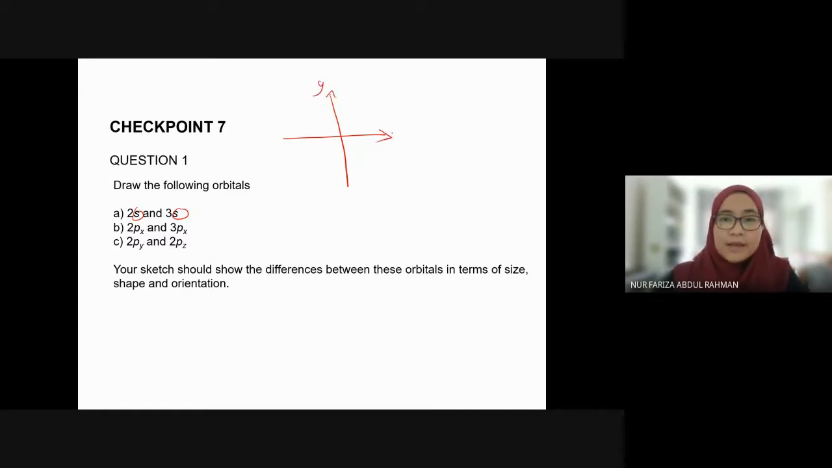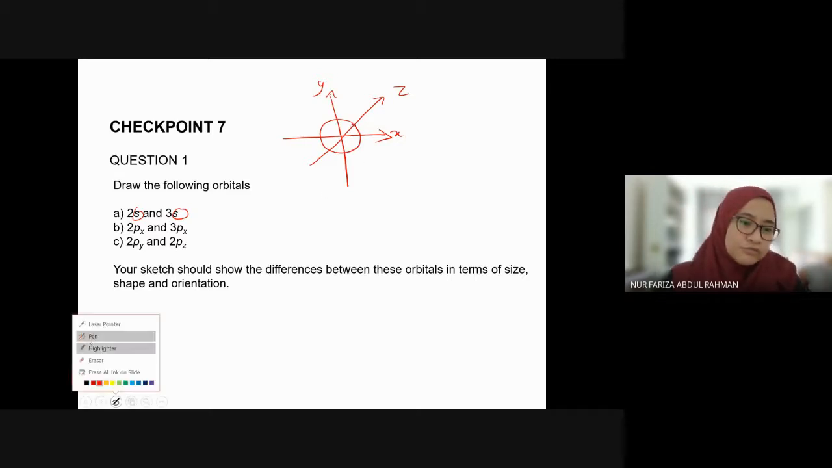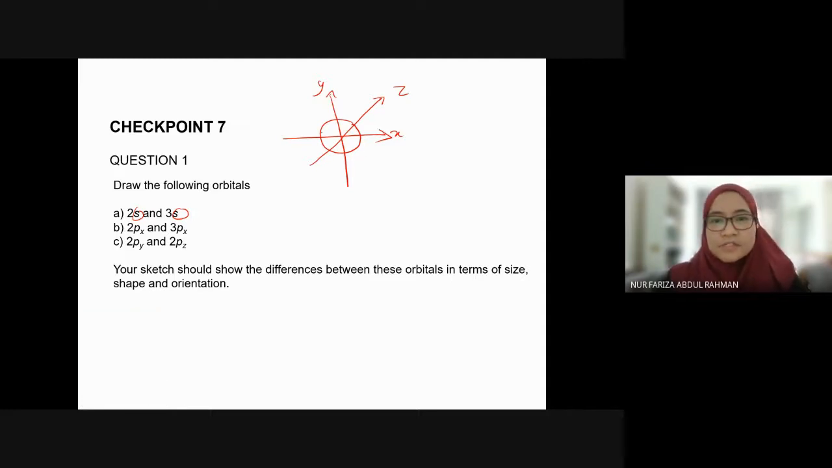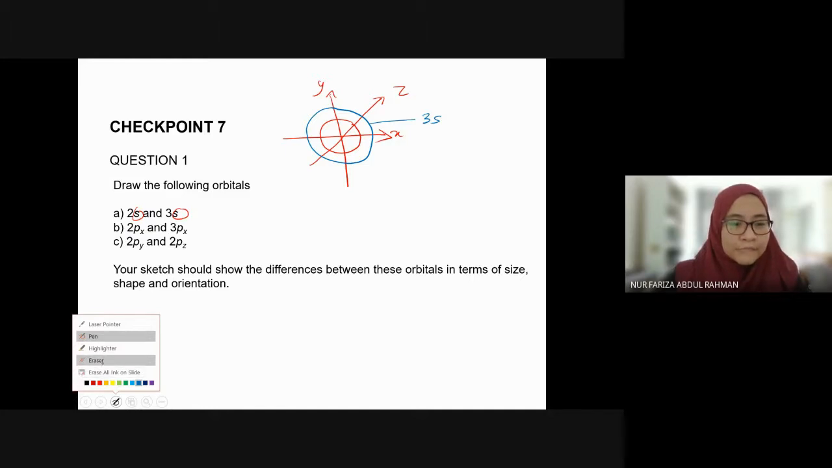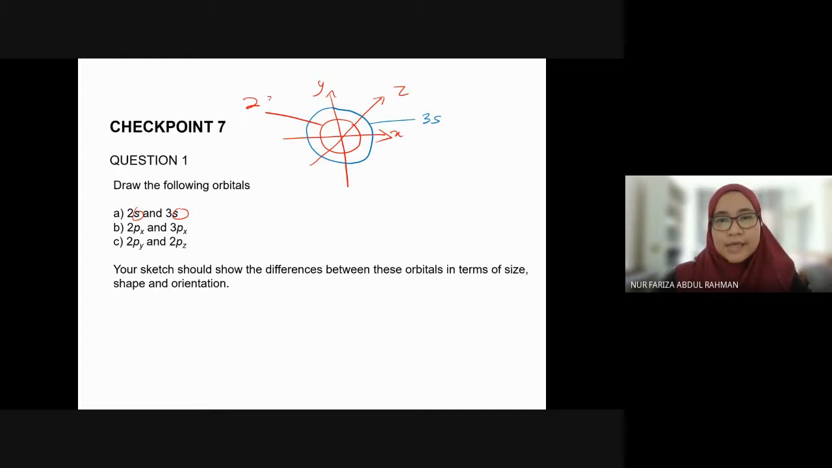So maybe you can label Y, X, or Z. Okay, so this is Z. So label. So this is 2S, for example. Let's change to another color. Let's have blue. So this is 3S. Make sure that you label. You must label your sketch or your drawing. So for the red one just now, we have this 2S. Maybe we can have an arrow there. This one is blue color.